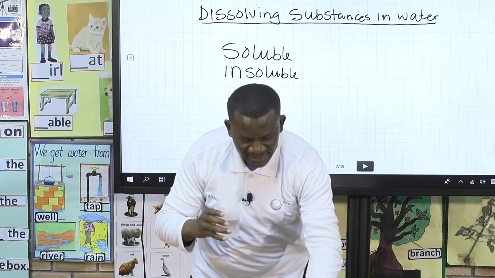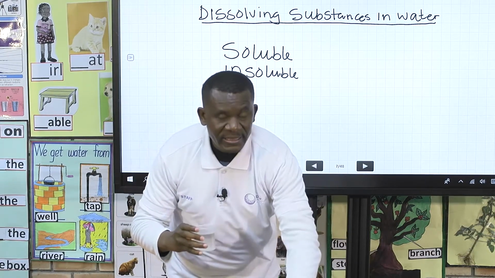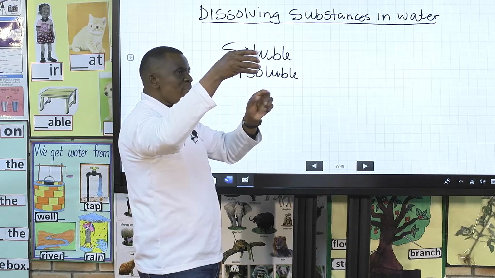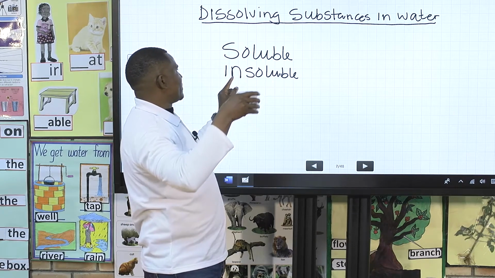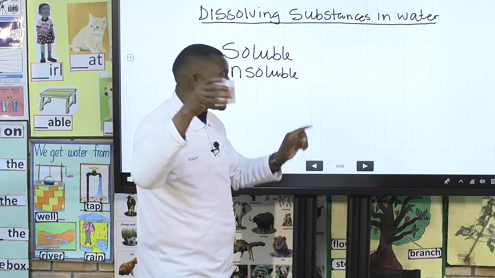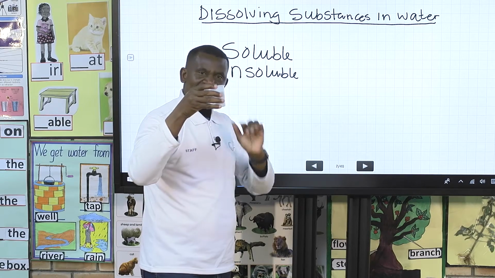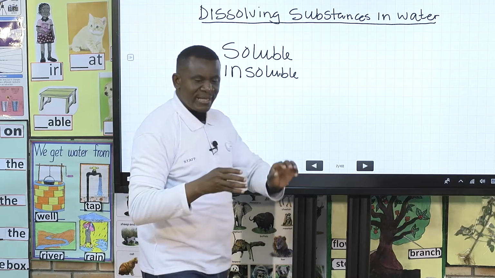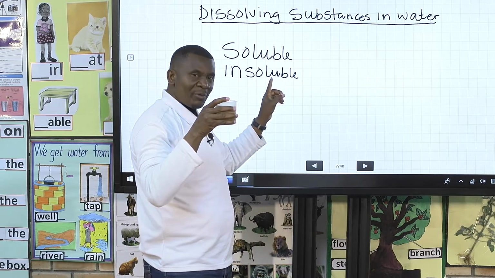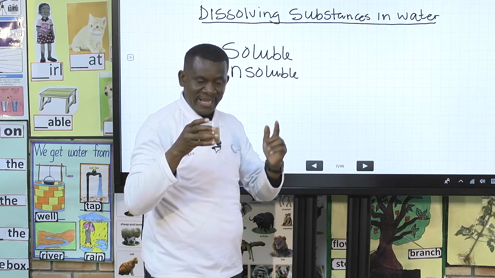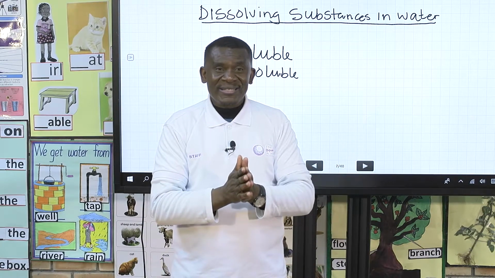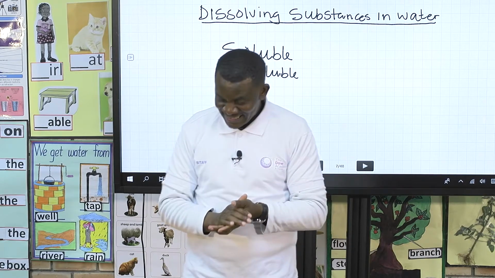And the sand is insoluble. So, sugar is able to dissolve and sand is unable to dissolve. So things that dissolve like sugar are called soluble substances. And things like soil are insoluble because they are unable to dissolve in water. Are we together, boys and girls? I hope you are enjoying our lesson.